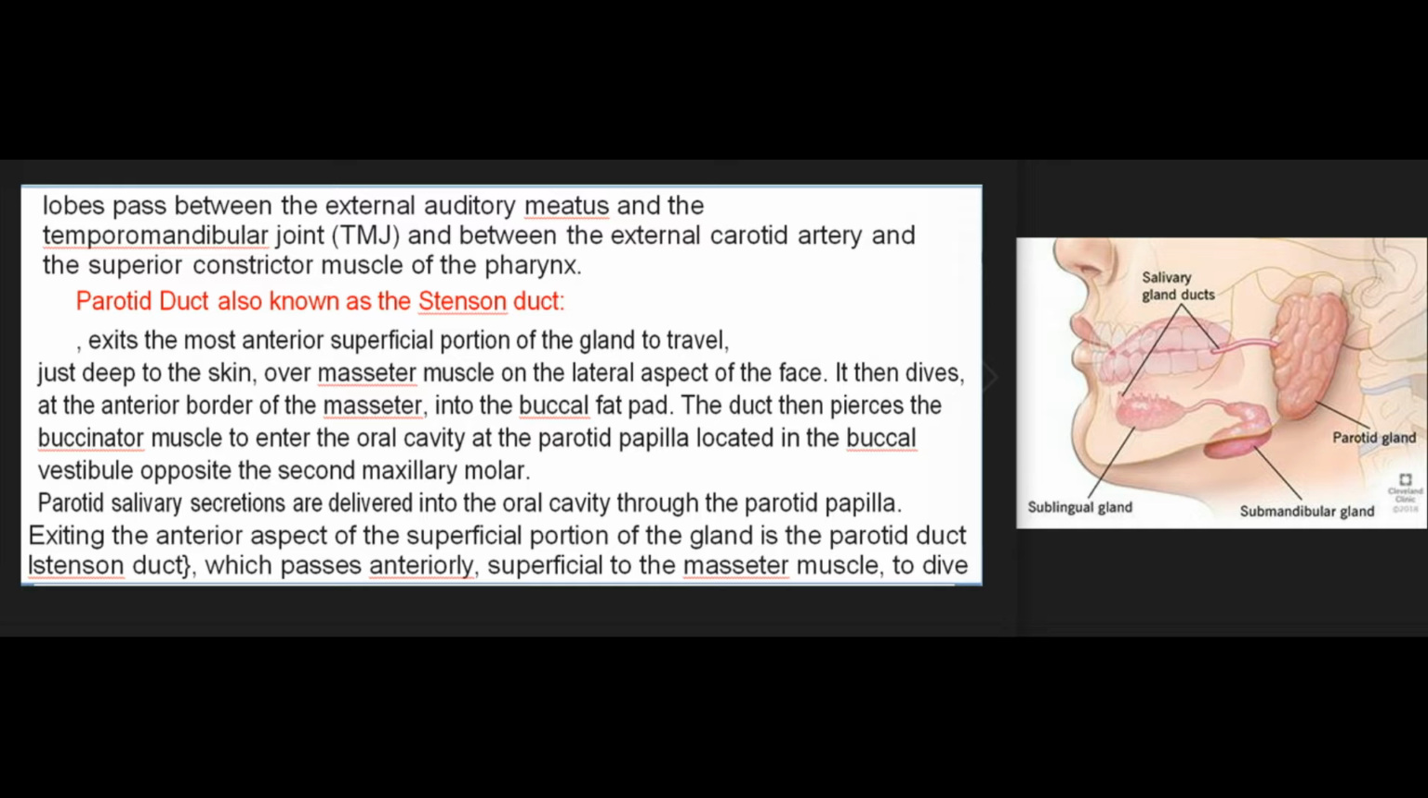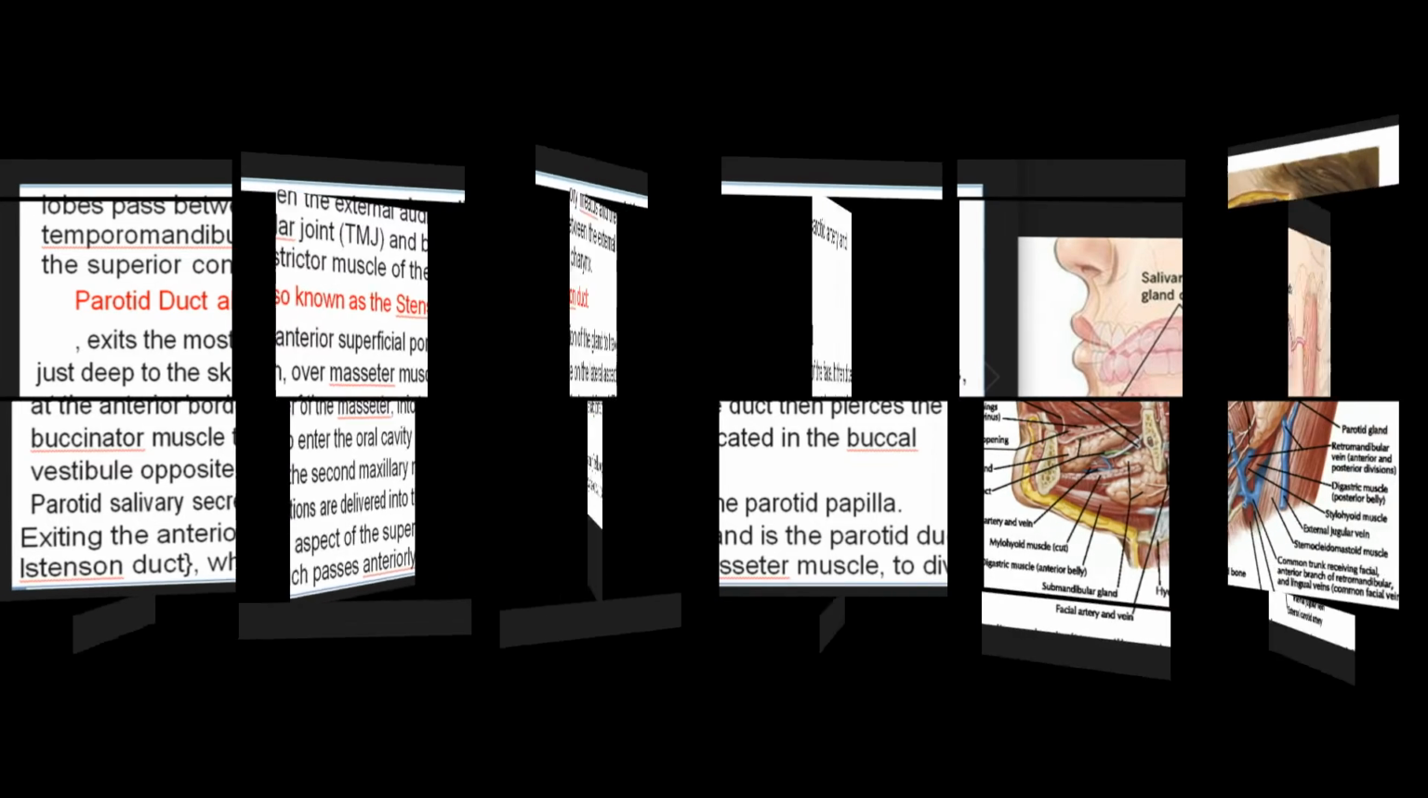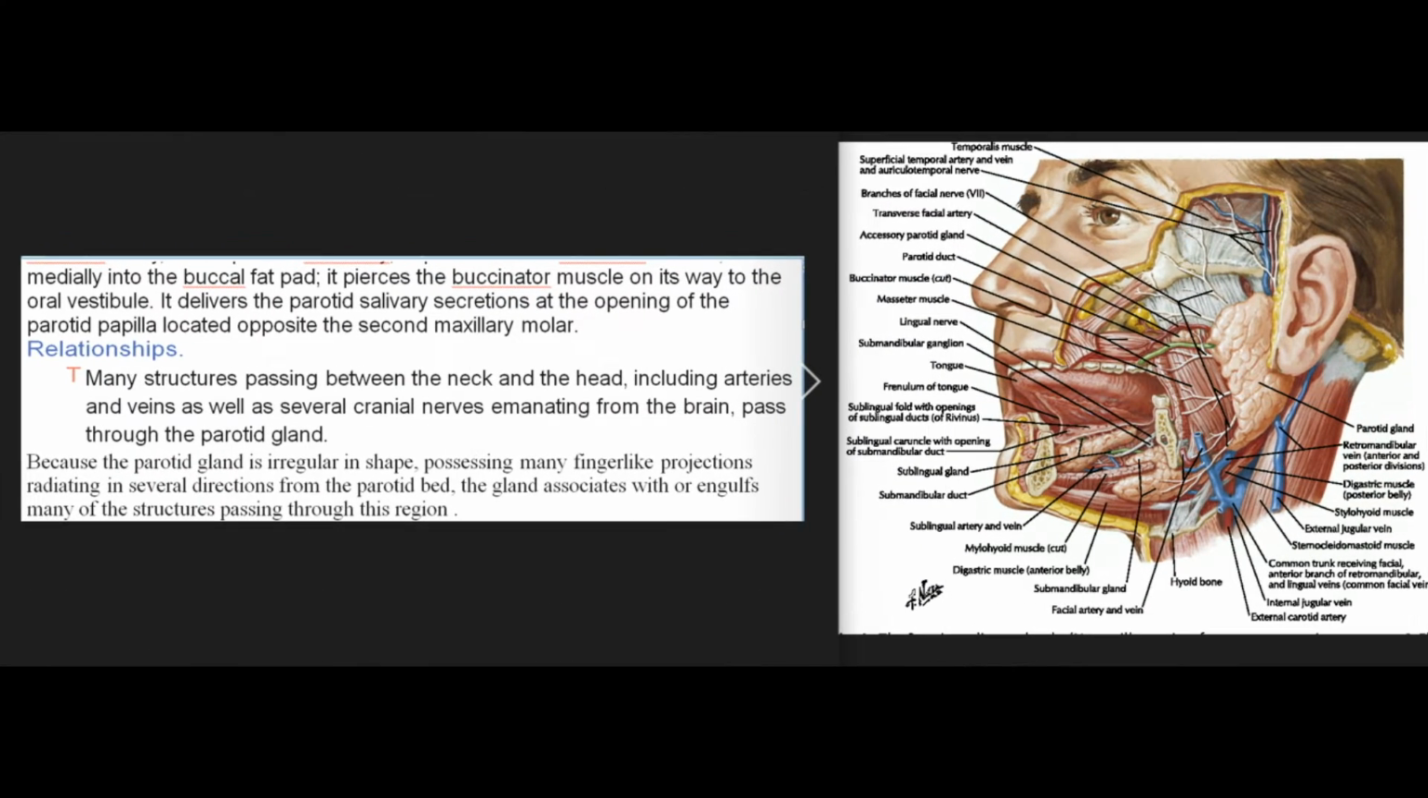Exiting the anterior aspect of the superficial portion of the gland is the parotid ductal Stenson duct, which passes anteriorly, superficial to the masseter muscle, to dive medially into the buccal fat pad. It pierces the buccinator muscle on its way to the oral vestibule. It delivers the parotid salivary secretions at the opening of the parotid papilla located opposite the second maxillary molar.